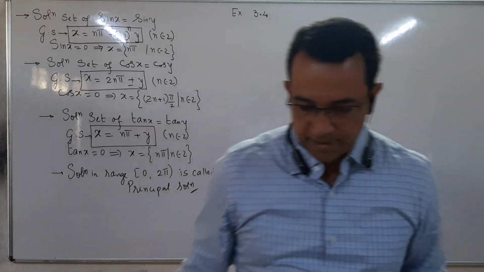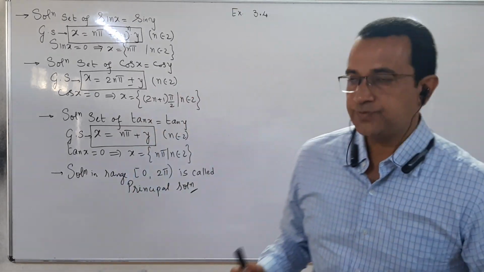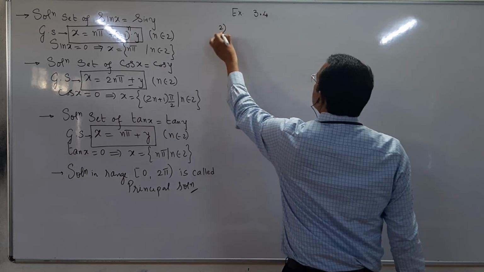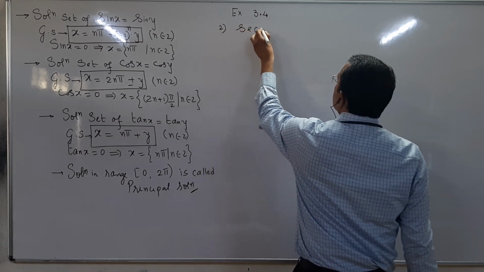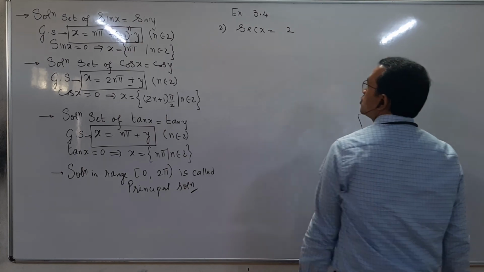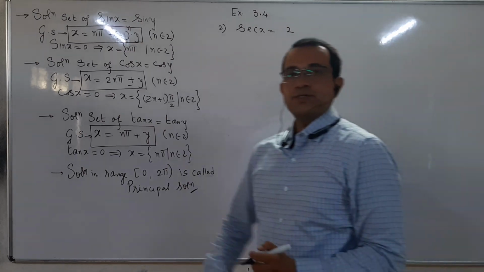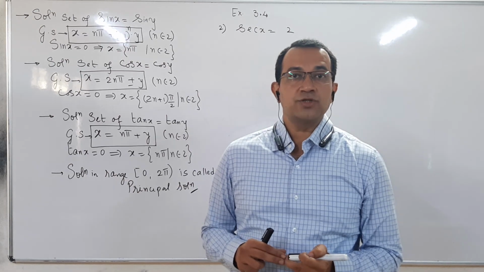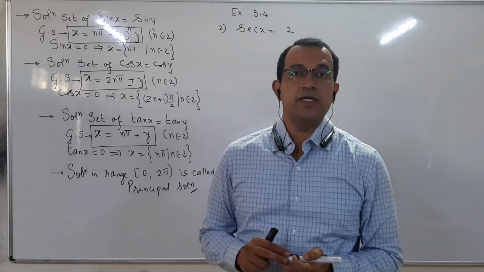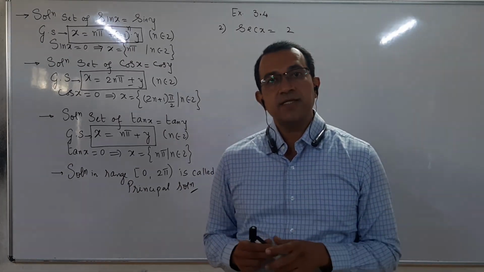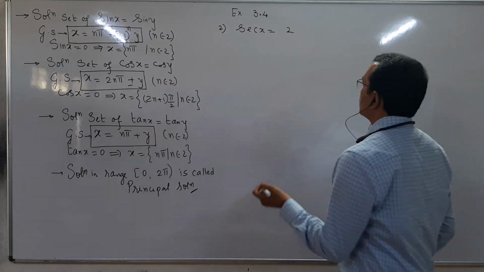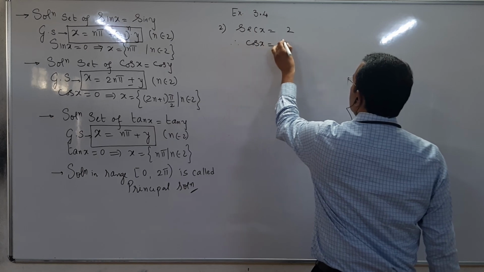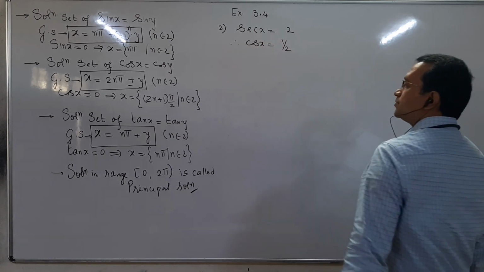It is sec x is equal to 2. Second question, sec x is equal to 2. Students, we have not written the solution set of sec function. I have already explained, sec is converted to cos, so cos x is nothing but 1 by 2.